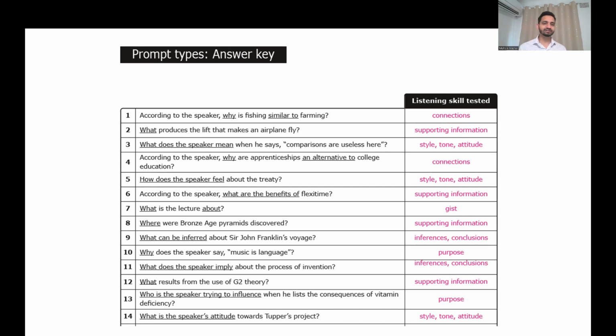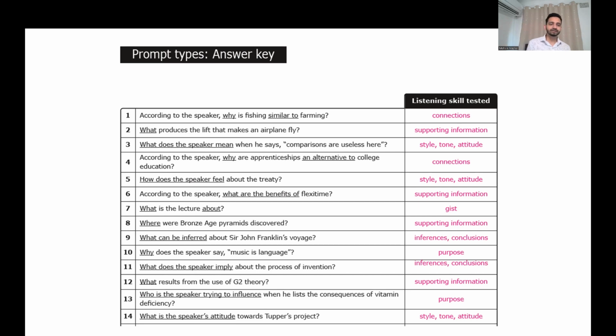Number 3, what does the speaker mean when he says comparisons are useless here? What does the speaker mean? So he says this thing, comparisons are useless here. What does he mean by that? It could be a positive meaning, a negative meaning. So we really want to understand his attitude, his tone, his style.